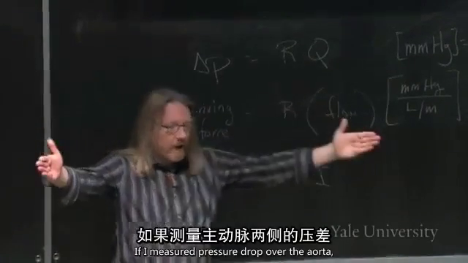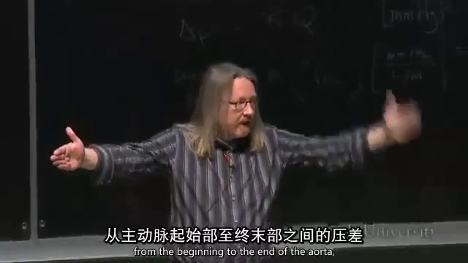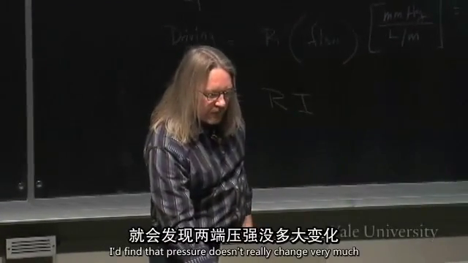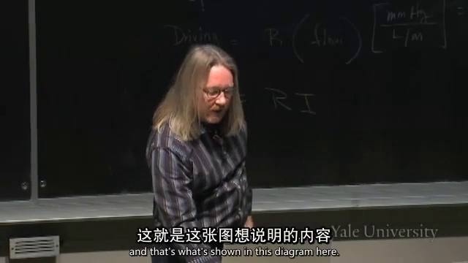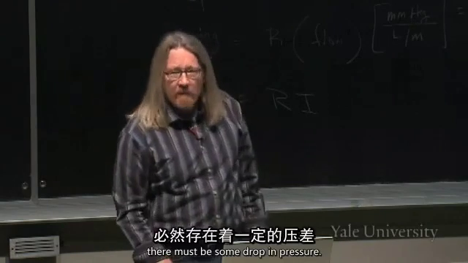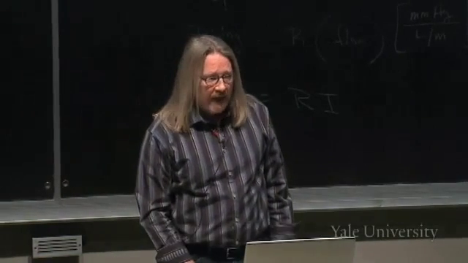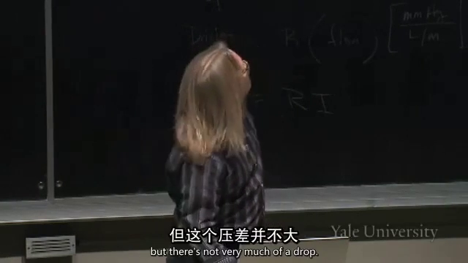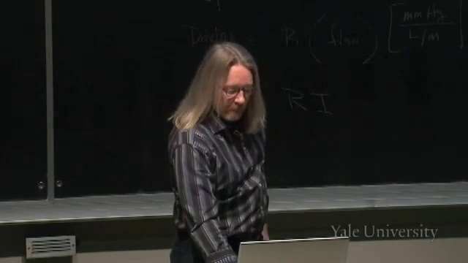So if I measured pressure drop over the aorta, from the beginning to the end of the aorta, I'd find that pressure doesn't really change very much, and that's what's shown in this diagram here. As I move from the beginning of the aorta to the end, there must be some drop in pressure. Has to be. Otherwise, blood wouldn't flow at all. But there's not very much of a drop.